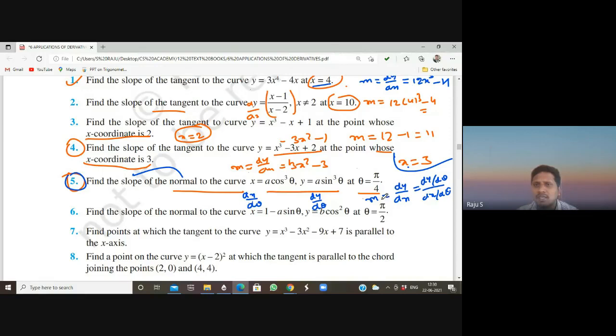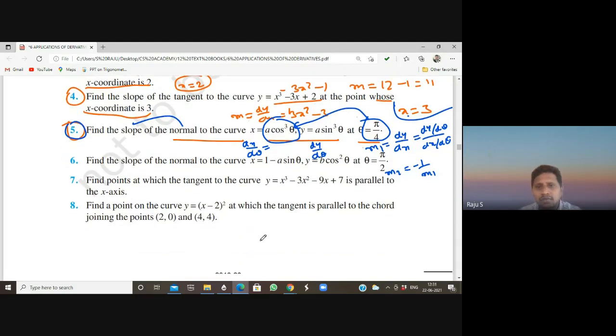This dy by dx I'm taking as m1. And I told you clearly, dy by dx is always the slope of the tangent. Always the slope of the tangent. But the question is the slope of the normal. So m2 is equal to minus 1 by m1. m2 means slope of the normal. Slope of normal is equal to minus 1 by slope of tangent. Okay, here if you find dx by dt, you'll get the value in terms of theta. You can substitute the theta value pi by 4 here. We get a numerical value. Okay, if you have a doubt, see here, x is equal to a cos cube theta is there.